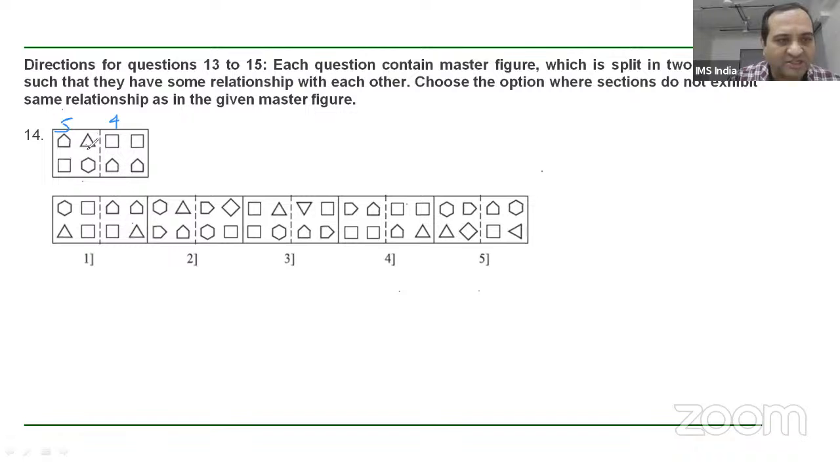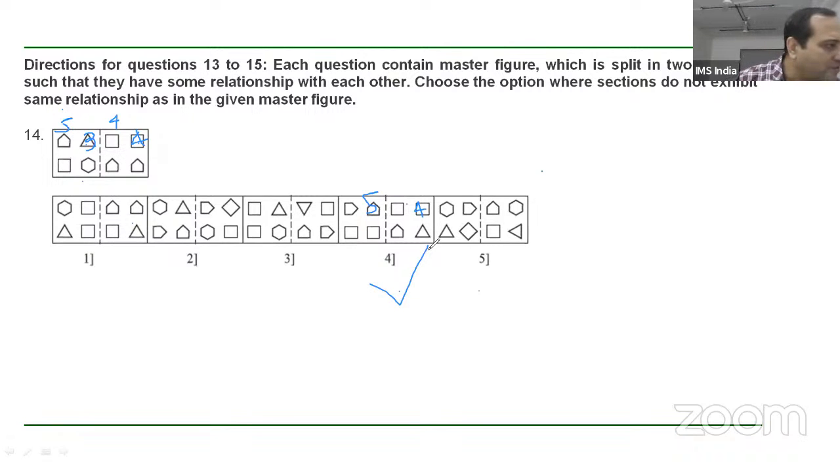Now, this is a three-sided figure. It becomes a four-sided figure. So plus 1 is happening. This is a three-sided figure. It becomes a four-sided figure. So plus 1 is happening. So check. 4 becomes a 5, 3 becomes a 4, 3 becomes a 4, 5 becomes a 4, 5 becomes a 4 here. You should be increasing by 1. It is decreasing by 1. So 4 is my answer.